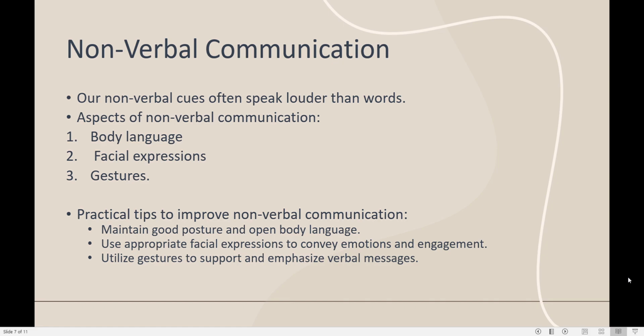Use appropriate facial expressions to convey emotions and engagement. आपके जो facial expressions हैं, वो जो emotions show कर रहे हैं, emotions तो show कर रहे हैं, पर क्या वो appropriate हैं? Are they appropriate enough according to the place you're sitting at, according to the audience you have? You need to see that. That is called being flexible.